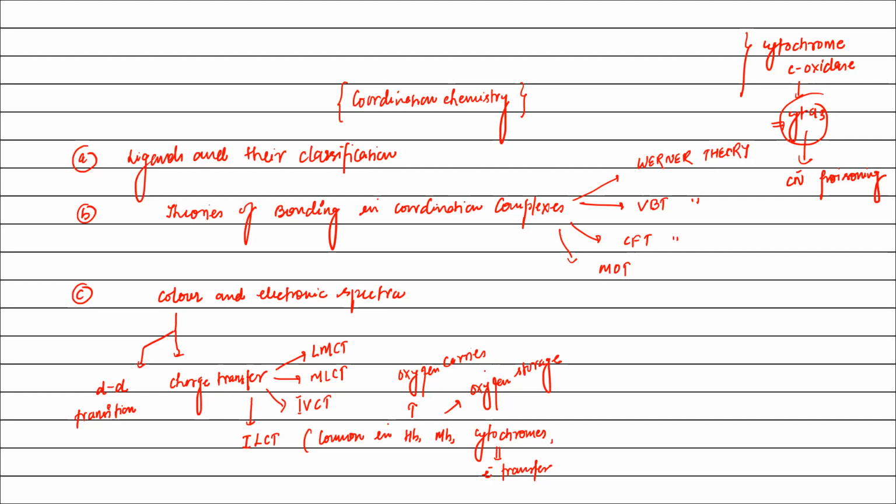So in cytochromes, the reason for color is mainly what? Intra-ligand charge transfer, right? Another is vitamin B12. These are the biomolecules. In these molecules also, color is because of it. D9, right? These topics we have to study in the subtopic of coordination chemistry, that is color and electronic spectra. Is it clear?